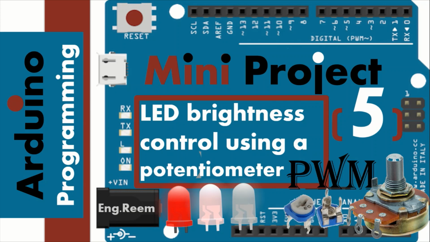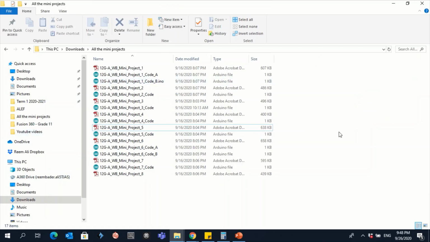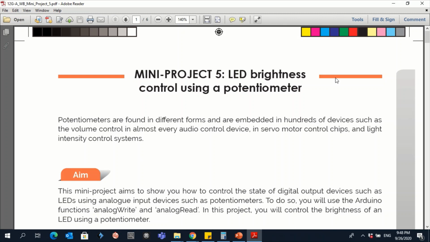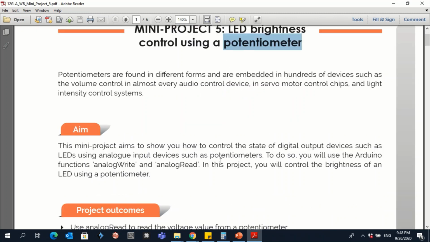So let's get started. First of all, download the file from the link I uploaded down there, or you can find the file on LMS. So let's go to project 5. Here we go: LED brightness control using a potentiometer.